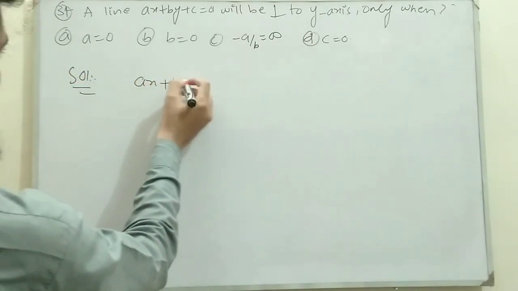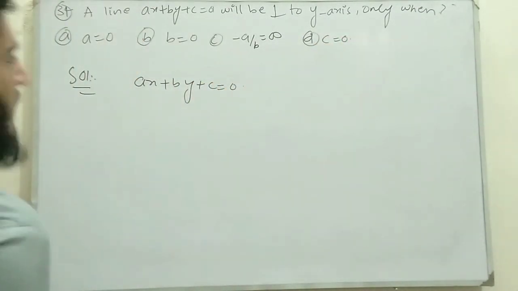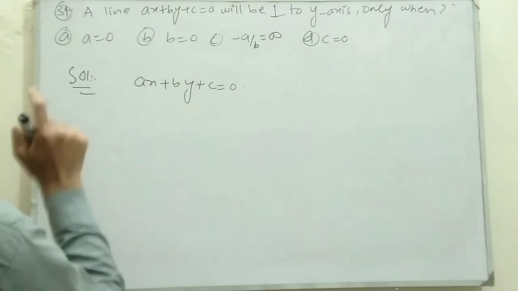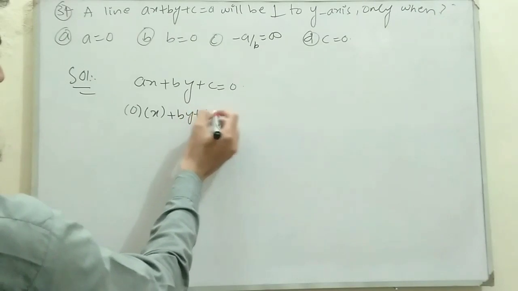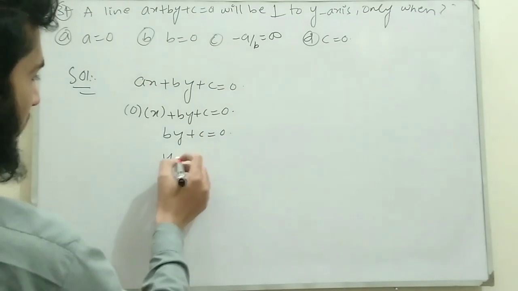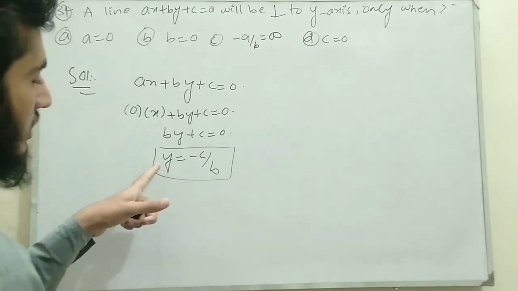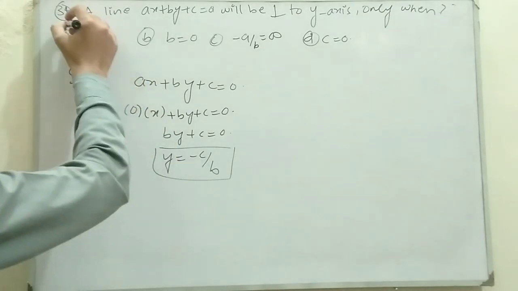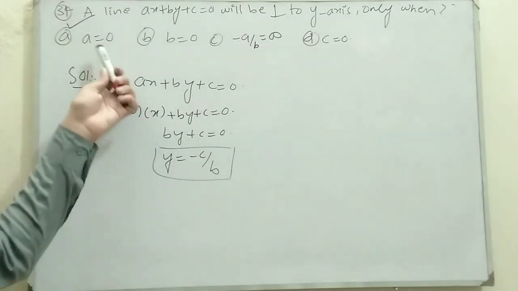We have ax plus by plus c is equal to 0 to be perpendicular to the y-axis. So it will be perpendicular to the y-axis only when the x term is 0. How can we make the x term 0? By putting a equal to 0. So by putting a as 0, it becomes 0 multiply x plus by plus c is equal to 0. So it gives us 0. So we are left with by plus c is equal to 0, so we are left with y is equal to negative c by b. So it means that the line is parallel to the x-axis only when the value of a is equal to 0. So the correct option is option number A. It will be parallel to the y-axis when the value of b is equal to 0. So the correct option in this case is option number A.